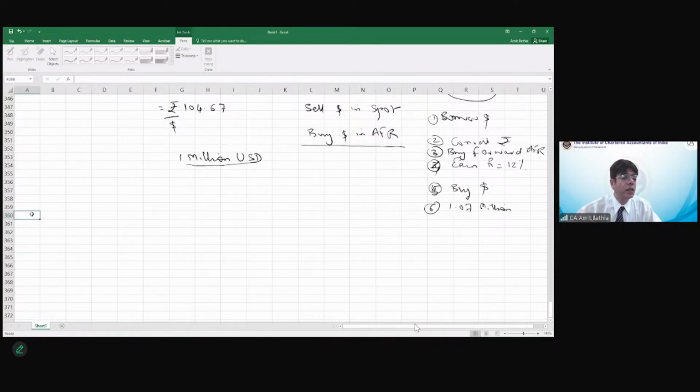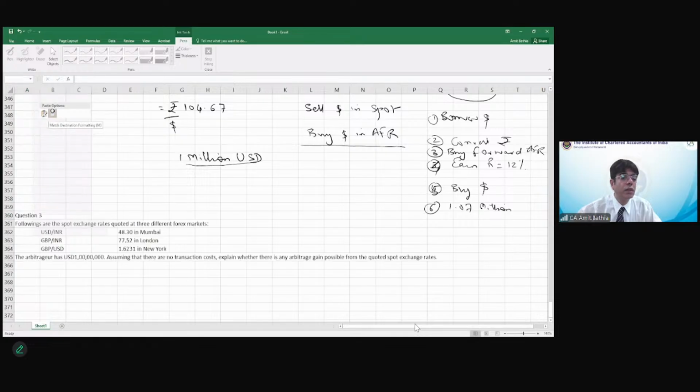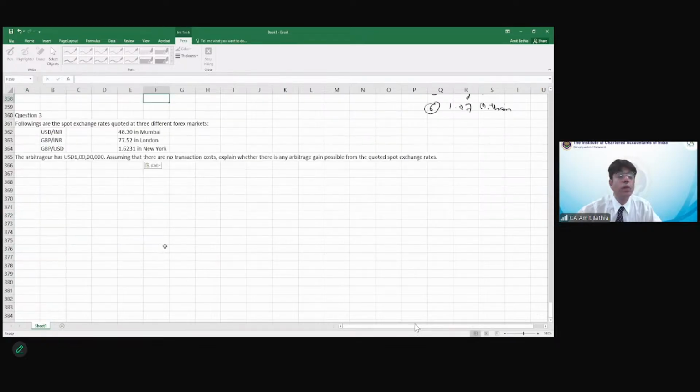Question number 3 in your revision assignment, which I have shared with you. Following are the spot exchange rates quoted at 3 different forex markets. USD to INR is 48.30 in Mumbai. GBP to INR is 77.52 in London. And GBP to USD is 1.6231 in New York.